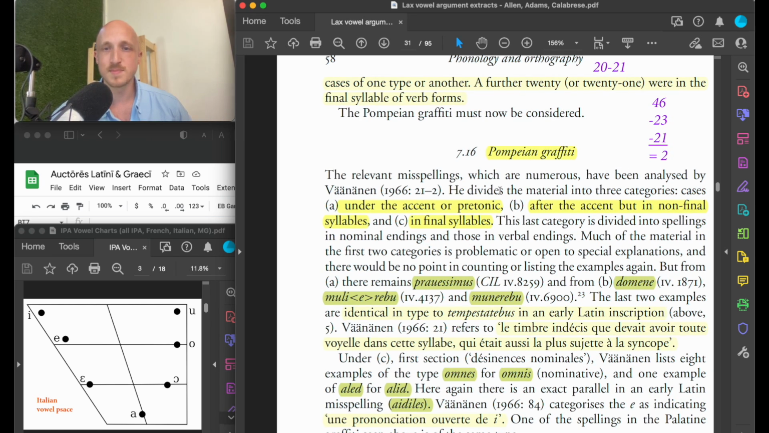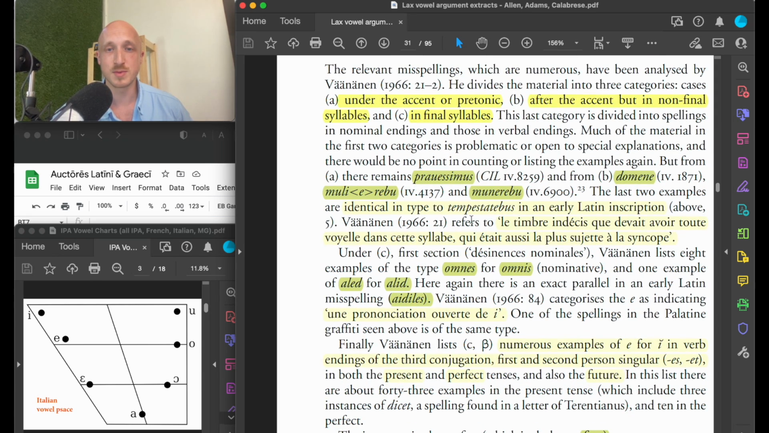So, Väänänen, he divides material into 3 categories: cases under the accent or pre-tonic, after the accent but in non-final syllables, and in final syllables. Here are some examples. Pravessimus, domine, mullirebu, munerebu. The last 2 examples are identical in type to tempestatibus, te instead of ti, in an early Latin inscription.